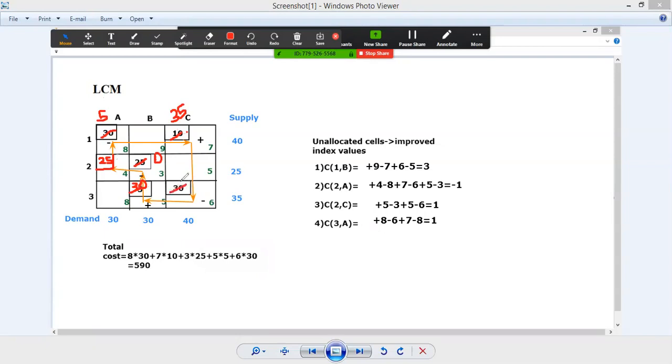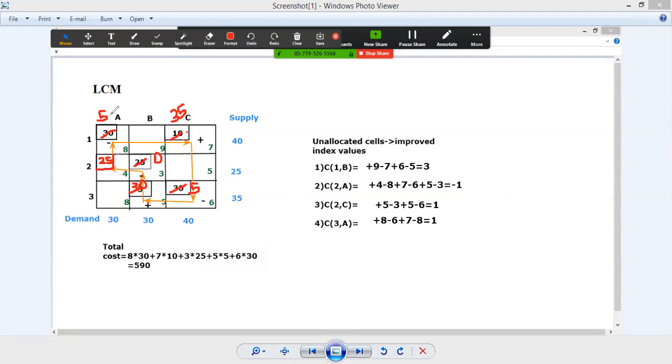So this particular value will become 5. This particular value will become 5. So now in the first cell we have a 5. Here we have a 35. Here we have a 25 allocation. Here the allocation is 0. In this cell the allocation is 30. In this cell the allocation is 5.